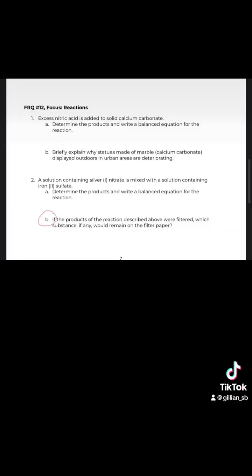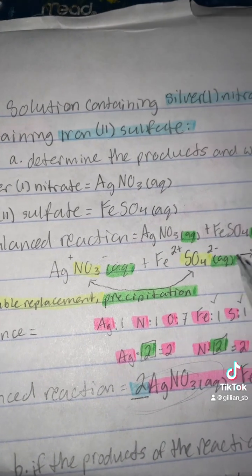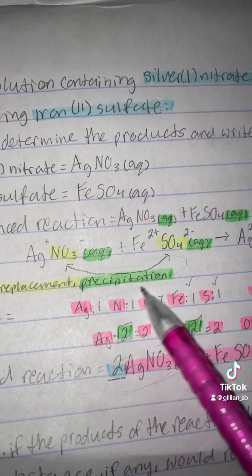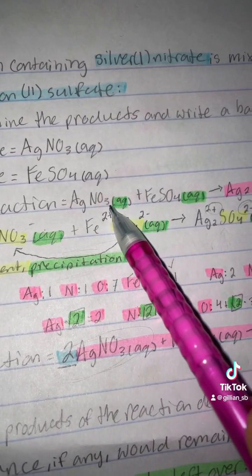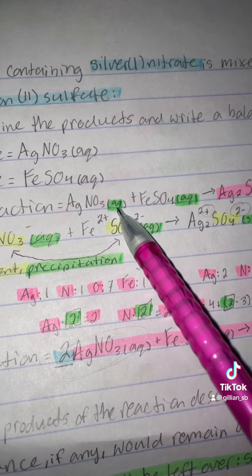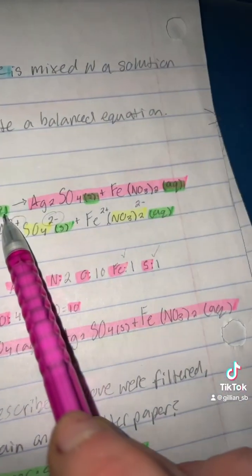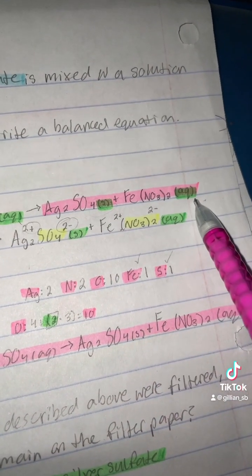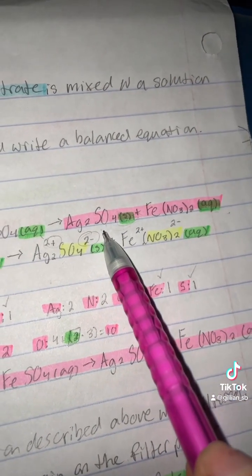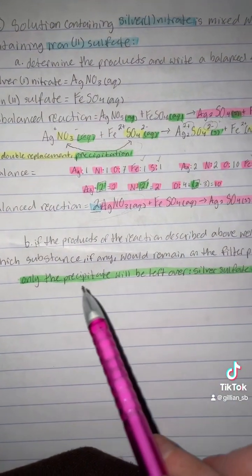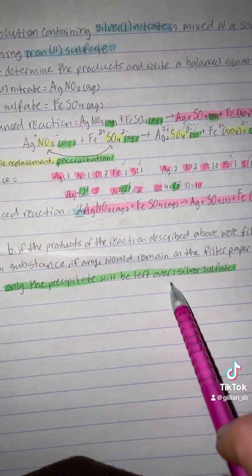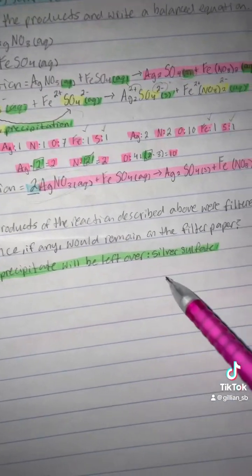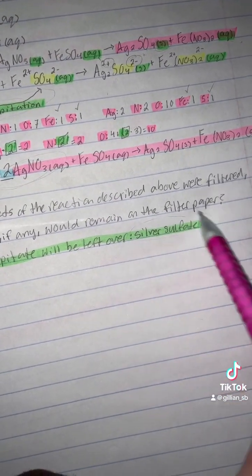Then lastly, for part B of the second question, it's asking if the products of the reaction described above were filtered, which substance, if any, would remain on the filter paper. So this one's pretty easy because we already know that this is a precipitation reaction. Since there's a change in state between reactants and products, we've got 1 aqueous and 1 aqueous equals a solid and an aqueous. So there's our change in state, and this is going to be the precipitate. So then, like I said, only the precipitate will be left over since it's a solid, and everything else will get filtered through the paper except for the solid. So we just have silver sulfate left over.